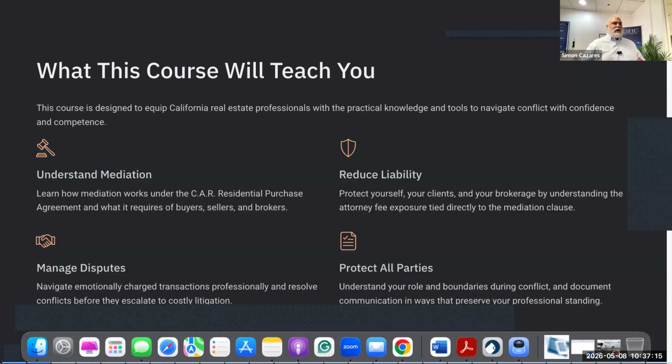So learn how the mediation works through the purchase agreement, manage the dispute, right? Navigate an emotionally charged transaction professionally and resolve a conflict, right? Because when it's heated and there's a conflict, that's where it gets escalated, right? Because there's not a meeting of the minds. And then obviously, how do you reduce liability, right? Protect all parties as part of the understanding and really not cross the boundaries.